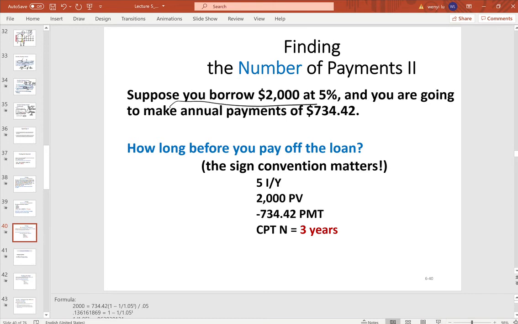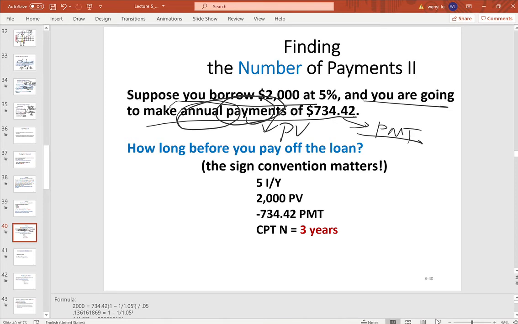You borrow this one now, so this is what? PV. And you make the payments back in the future, so this is our what? Future cash flow. And it's annual payments made equally for many years, so that's the payment annuity. But this one should be a different sign from this PV. So the PV is 2000, payment will be minus 734.42. After these three inputs, you can solve for n, how many years.